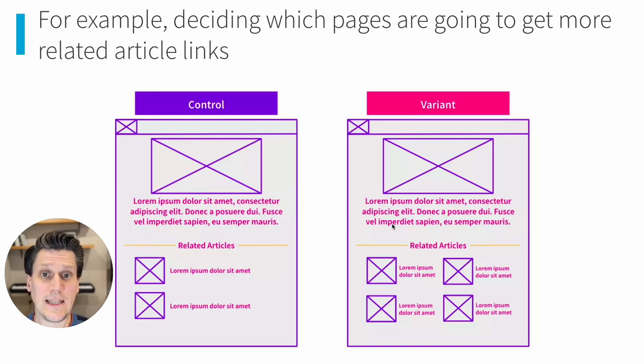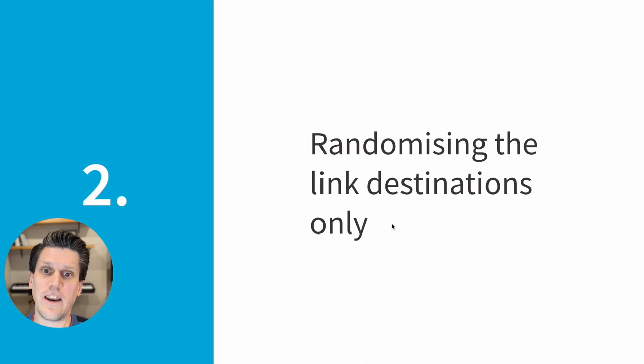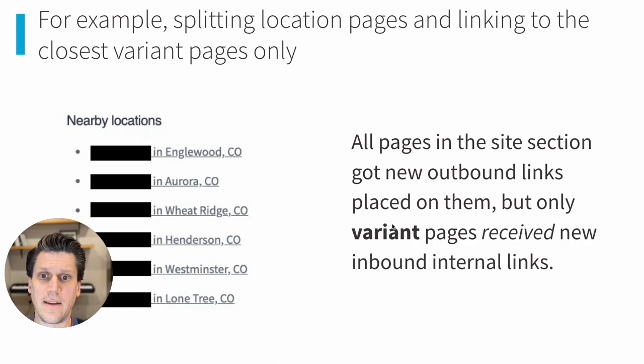So that's one kind. The other kind of test that you can run is to randomize the destination pages only. An example of this that we ran is where we had thousands of location pages and linked only to the closest locations that were in the variant pages. So what we did first was divide into control and variant, and then picked the closest pages that sit in the variant set to receive new inbound links. And so in this case, every single location page was getting a nearby locations link block added to it, but only some of them were recipients of links in that situation.